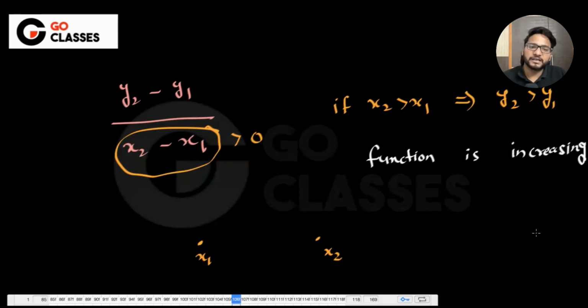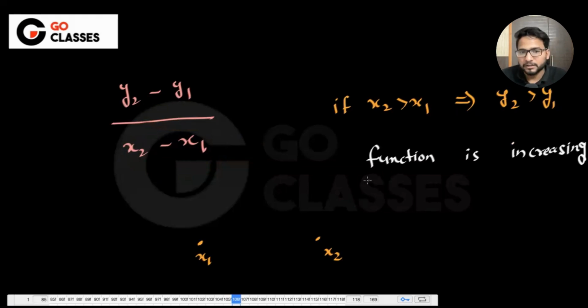I mean, if I'm increasing x, and by increasing x, I get that y also increases, then the function is increasing, right? And what can you say in terms of slope? If the function is increasing, it means the slope is positive. Right? So here, the slope is positive, because this is greater than 0, and at the same time, this is also greater than 0, then the slope will be positive.